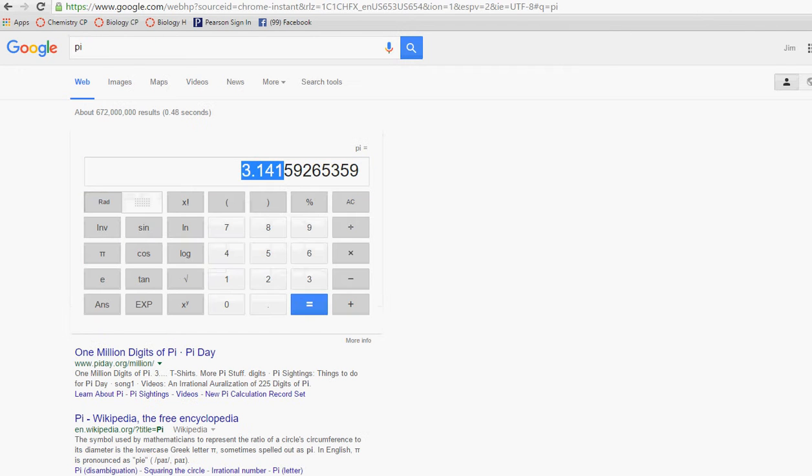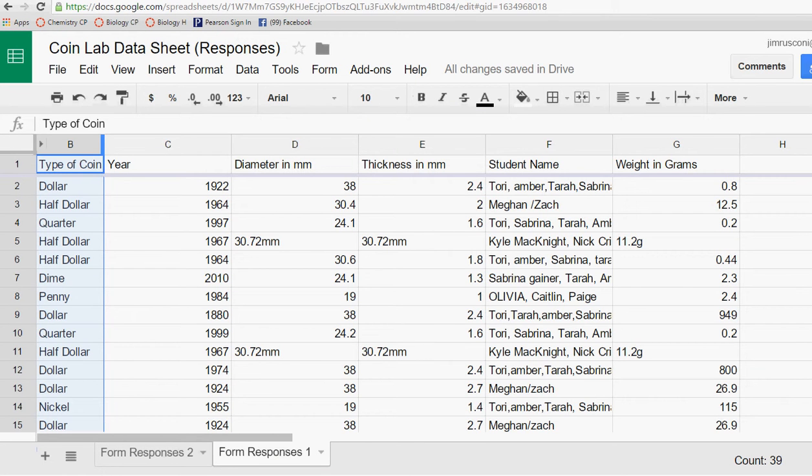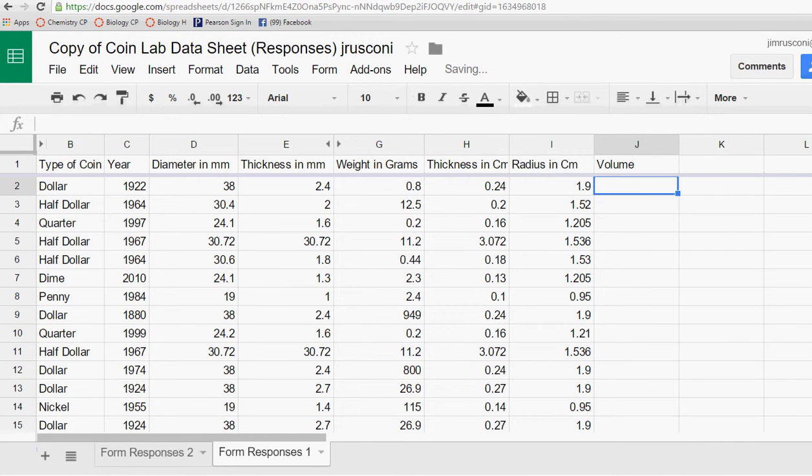Now, how are we going to do that? Well, first we've got to find pi, and pi is 3.141. I'm just going to be real lazy and copy that. So I'm going to go back to my spreadsheet, which is this one here, and I'm going to go equals pi, that number, times, I'm actually going to type that in, 3.141 times the radius squared. Now, how are you going to do that?